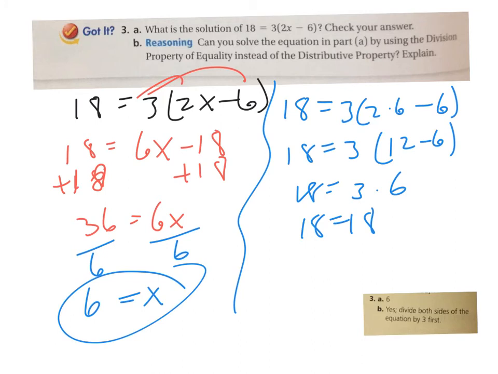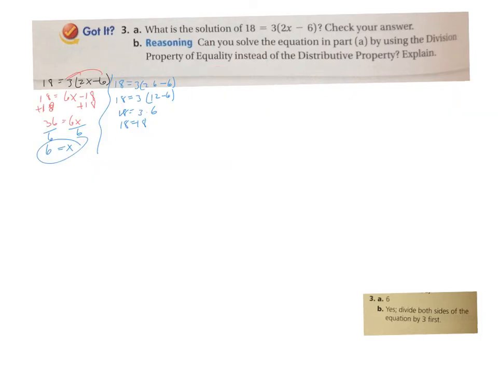Now part B here: can you solve the equation by using the division property of equality instead of the distributive property? And the answer to that is definitely yes. Let's make some room here and I'll show you that part. So remember we talked earlier about all divided bys, right? Well, this one's kind of like an all multiplied by. Now this is only going to work. Let me show you this.